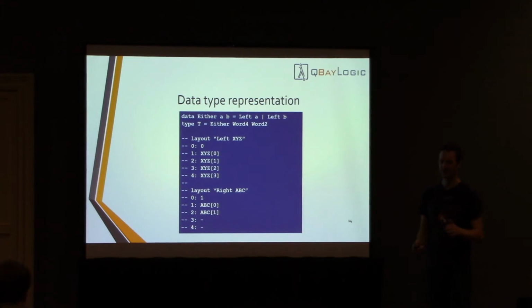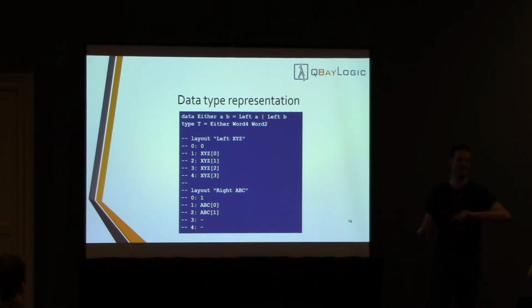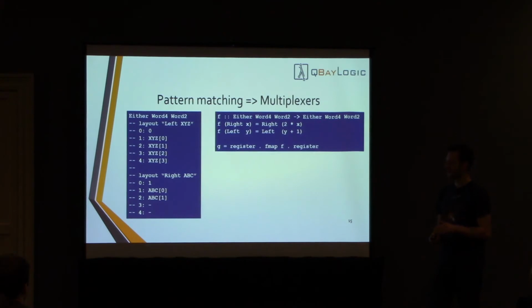So another aspect that you want to deal with is the layout of your data types. Let's say we have an Either A B, where one of them is a Word4 and the other one is a Word2. Then one layout that you would probably think of is to use the top bit to determine whether it's right or left, and then you use the other bits for the two fields, and they would overlap in your representation. So this is, let's say, the smallest representation you can think of.